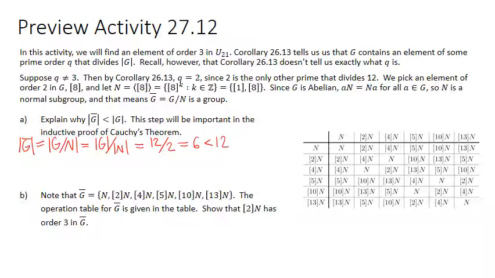This is the pattern that we'll see in general. If you have a normal subgroup of more than one element, then the order of G mod N is always going to be less than the order of the entire group, because N has more than one element. So you'll always be dividing by some number that's greater than 1.